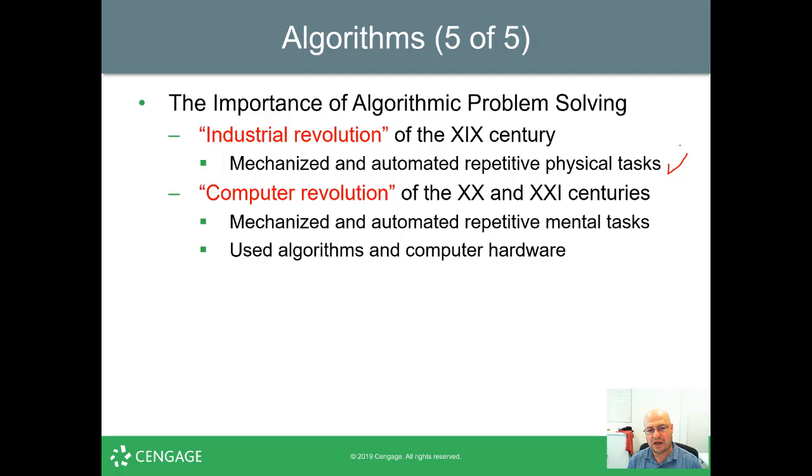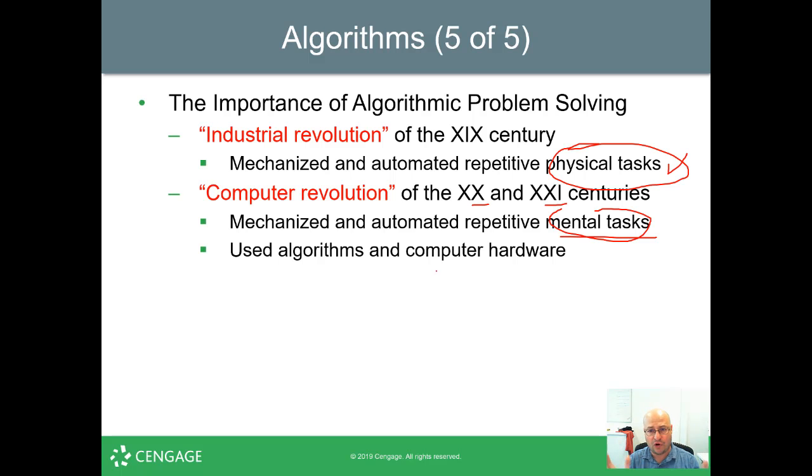But certainly, the idea of algorithm was essential for the computer revolution in the 20th and 21st centuries, which mechanized and automated repetitive mental tasks rather than physical tasks in the Industrial Revolution, with the creation of personal computers in particular. There was this need or this facility to automate repetitive mental tasks. And well, let's see a little bit about how this whole idea of algorithm plays throughout the history of computing.